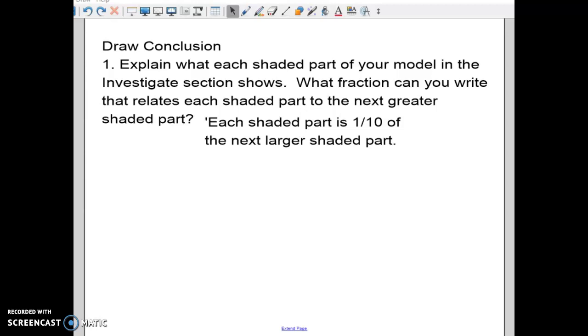Each shaded part is 1/10 of the next larger shaded part. So we shaded 1/10, then we shaded 1/100, and we shaded 1/1,000. The next greater of 1/100 is 1/10. If you have 1/10, the next smaller that we shaded was 1/100, which is 1/10 of 1/10. Okay, does that make better sense?